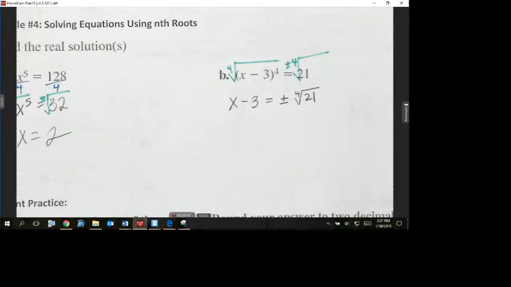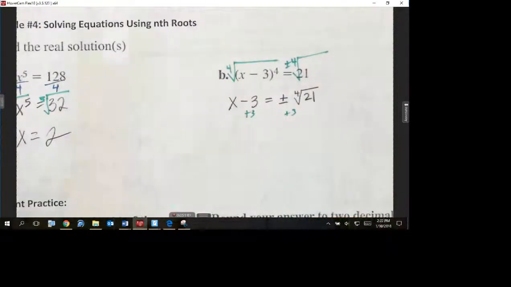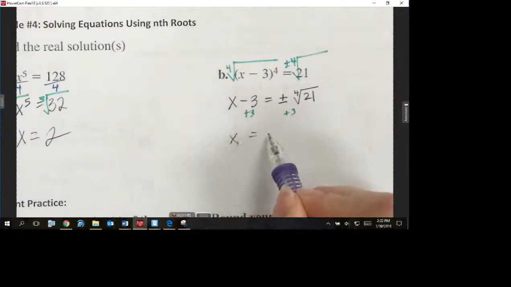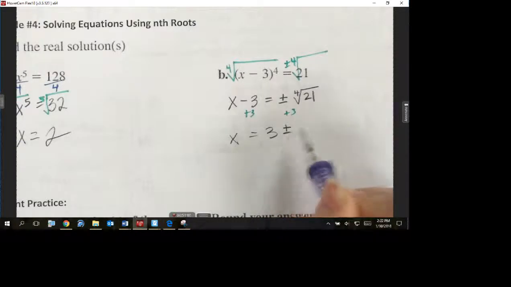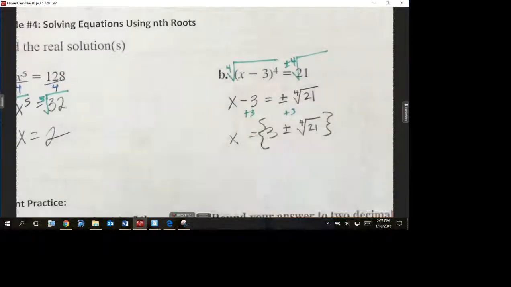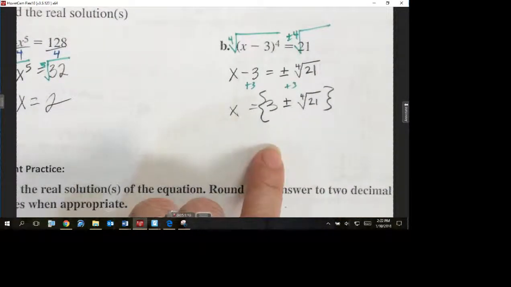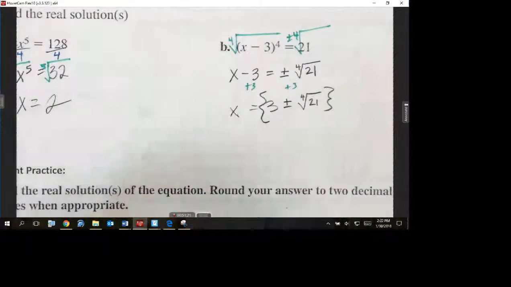Now how do I get x by itself? Add 3. And I'm going to put it in front of that plus minus. And I would have 2 answers. I would have 3 plus or minus 4th root 21, which the 4th root of 21 isn't something I could find.